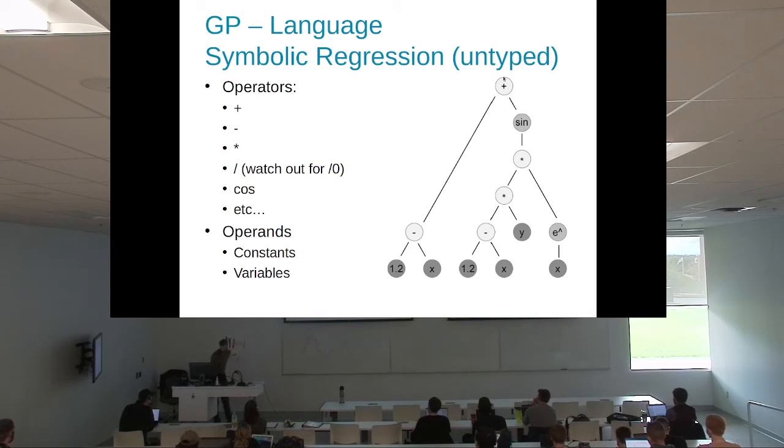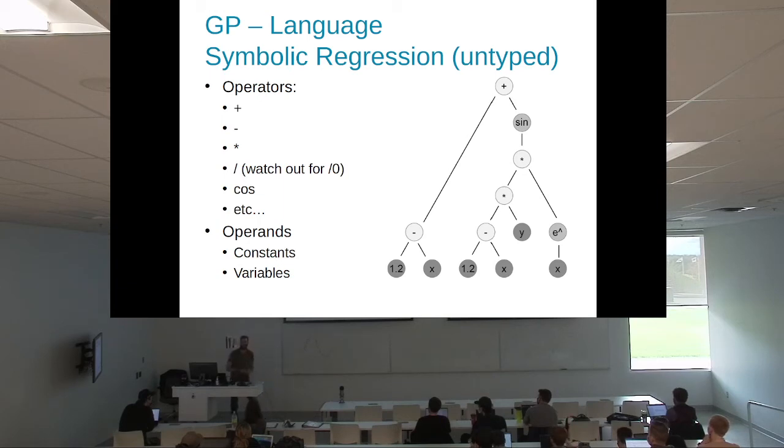1.2 minus x plus the sine of 1.2 minus x times y times e to the x. Why? Just because, again, arbitrary. I will perhaps take a moment. Is there anything interesting you see in this tree? I mean, there's no right answer, but there's something I'm kind of looking for. Does anyone see anything in this tree that you go like, huh?